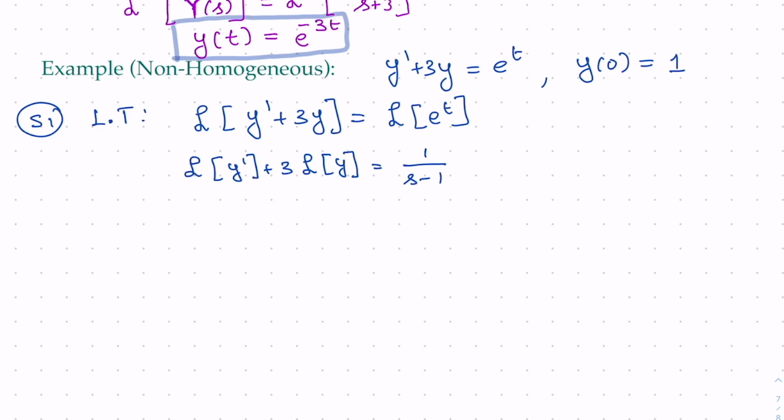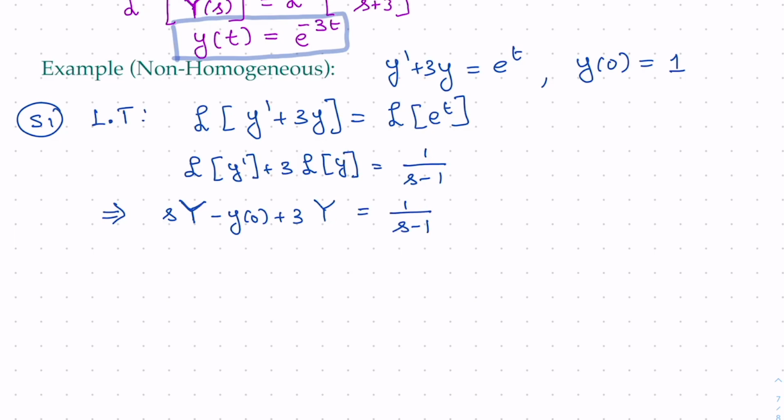And now if I rewrite this one, if I apply the derivative formula for the Laplace, this is going to be s times the cap Y of s. You all know what I mean by that, right? Minus y of 0 plus 3 times the cap Y of s, but I'm just simply going to write cap Y, which is going to be 1 over s minus 1.